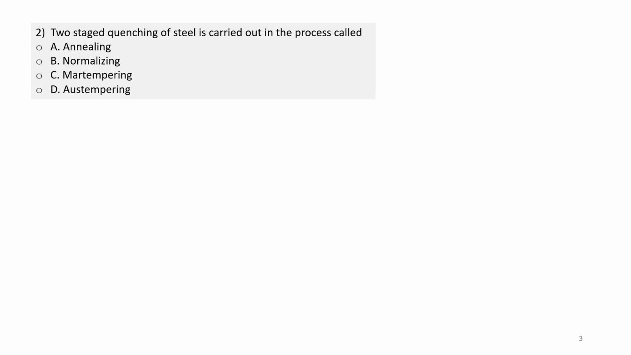Next is, two-stage quenching of steel is carried out in the process called, your options are annealing, normalizing, martempering and austempering. So two-stage quenching is done in the case of martempering.